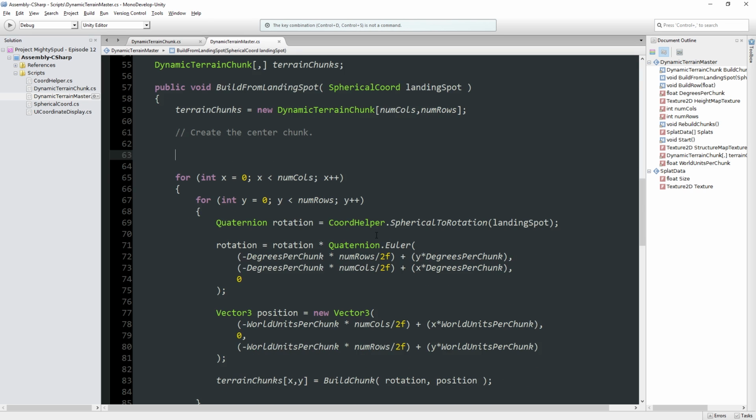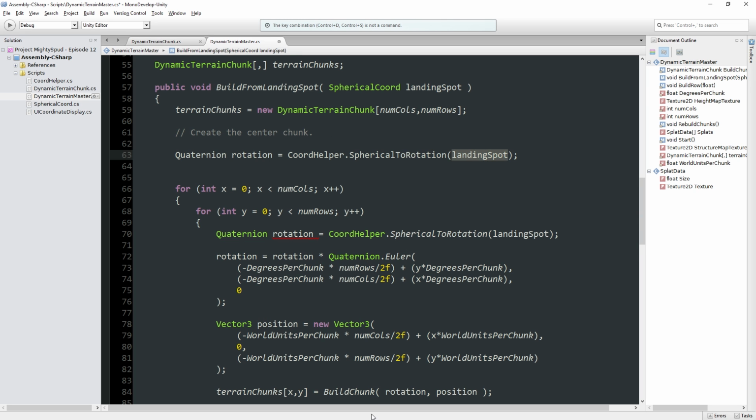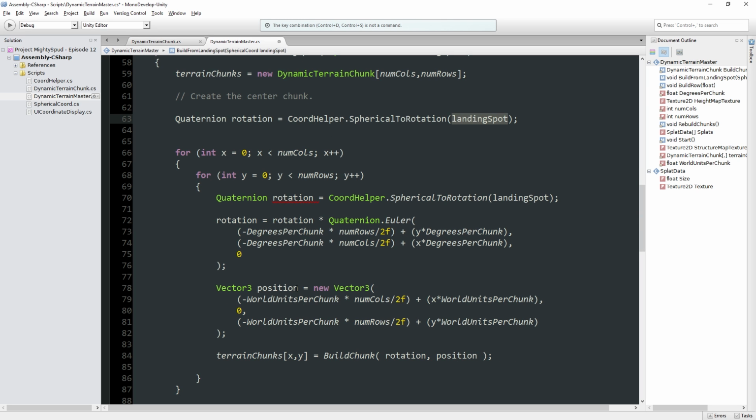So we're going to do that first. Our rotation for our center chunk is just going to be based on the landing spot. That's fine. Our position, I guess one of the questions is the 0, 0, 0 world space. Should it be at the center of the initial chunk? Probably.